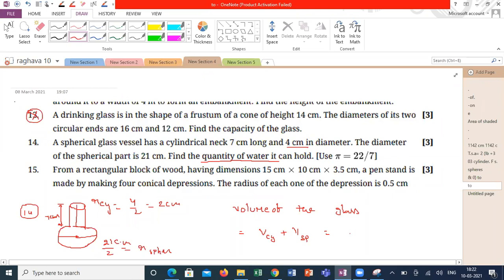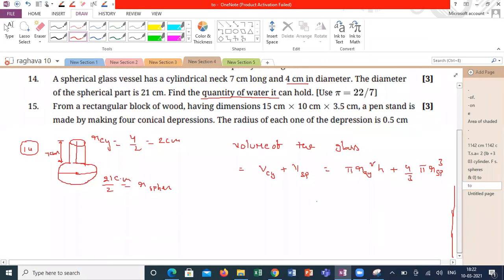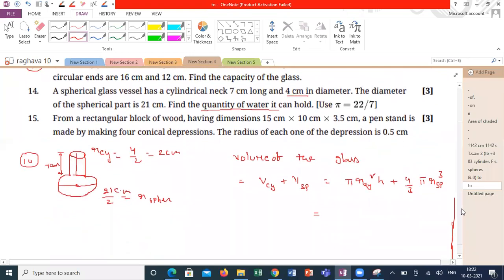Yes, sir. So pi r squared h for the cylinder plus 4 by 3 pi r cube for the sphere. Correct? So find out the final answer. What are you getting? Sir, his answer is 4.939 liters, sir. 4.939 liters.